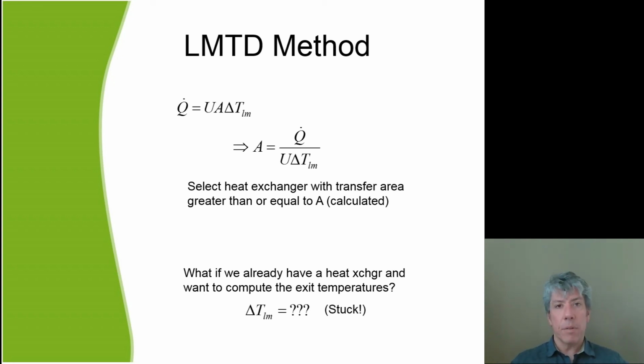Well, you could guess, right? You could guess and check. And there are intelligent ways of doing it. For example, energy is conserved, so you guess an exiting temperature for one stream, calculate the heat transfer rate in that stream, and then realize it has to be the same heat transfer rate into the other stream, calculate the exiting temperature and go from there, and see if the area you calculate matches the area that is present in the actual heat exchanger. But that's an iterative process.